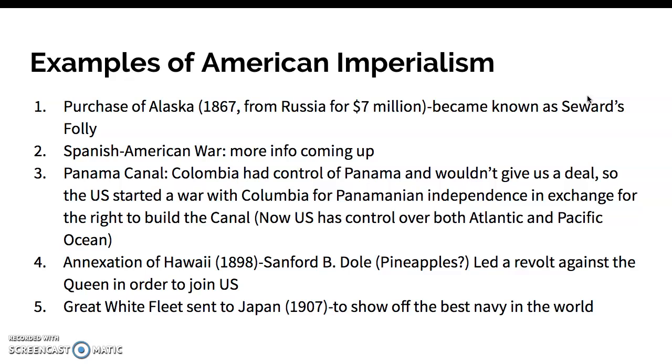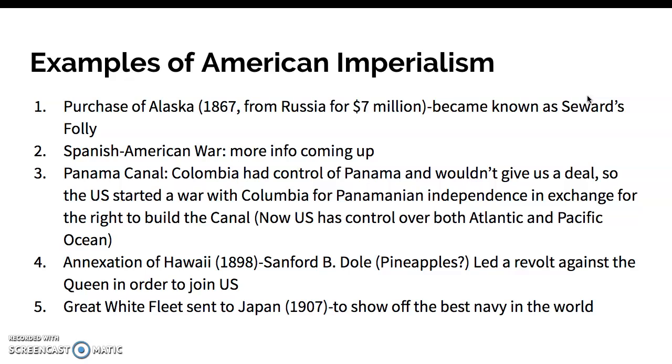Number 4, the annexation of Hawaii in 1898. Sanford B. Dole, yes, the guy from the pineapples, led a revolt of armed American planters and plantation owners against the Queen of Hawaii, overthrew her. It's over very quickly, and then they were allowed to be part of the United States as a territory before formally becoming a state after World War II.